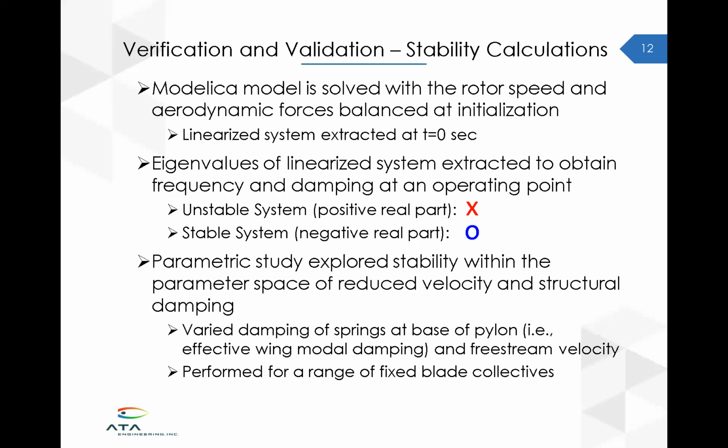And so we varied two different things. We varied the damping of the springs at the base of the pylon, essentially the modal damping of the wing, and then also varied the free stream velocity of the airflow. And these can be combined into reduced quantities for the reduced velocity of the airflow, as well as the overall structural damping of the wing.